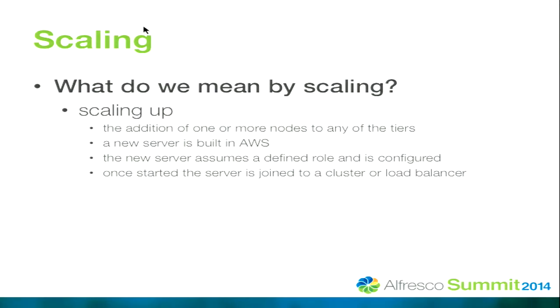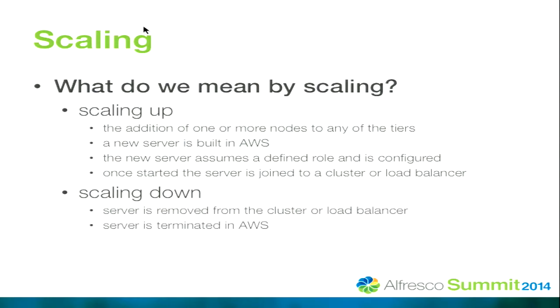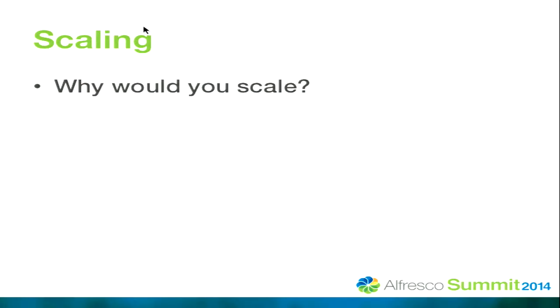If it's doing everything it needs to do, we'll add it to a load balancer if it's a web node, or we'll join it into the Alfresco cluster if it's an Alfresco node. To scale down, just as important, we remove it from the cluster, remove it from the load balancer, and then terminate it. So in Amazon with hourly pricing, it's great.